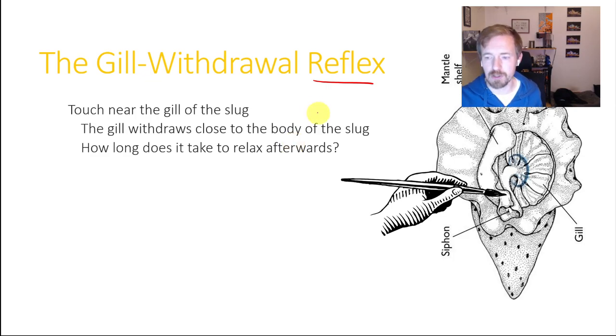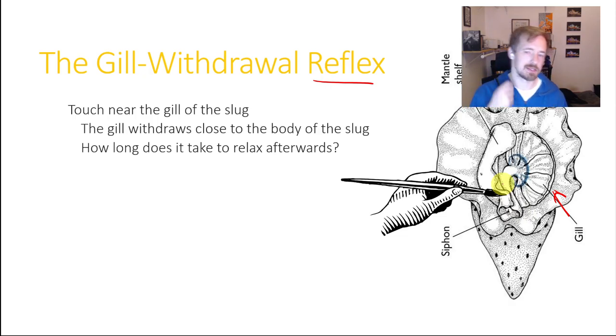And it's very simple: you take a stimulus and you poke it somewhere near the gill of that sea slug. So the gill, as you know, aquatic animals need gills to breathe underwater. If you poke near it, then it withdraws its gill. It basically tries to hide it. It brings it close to the body. Why do you think it does that?